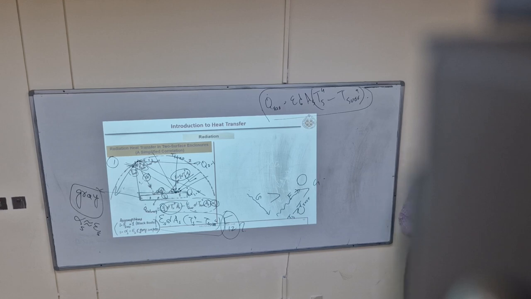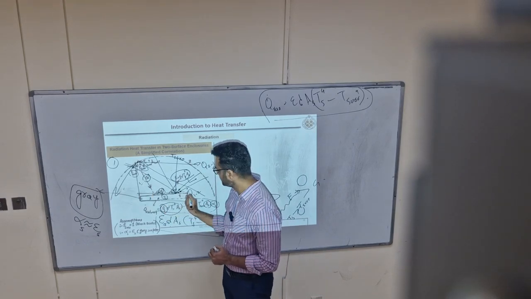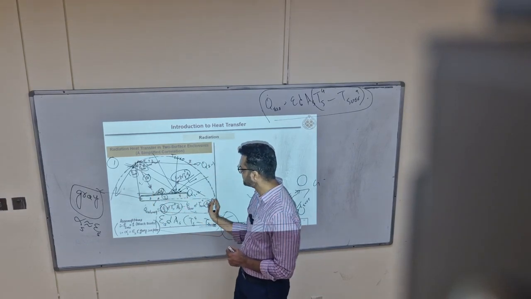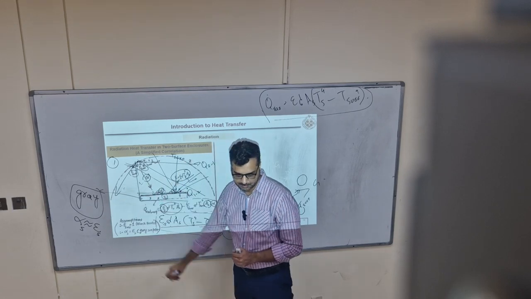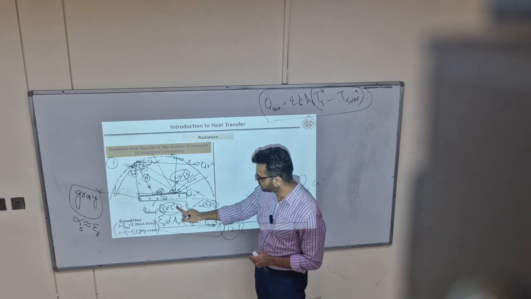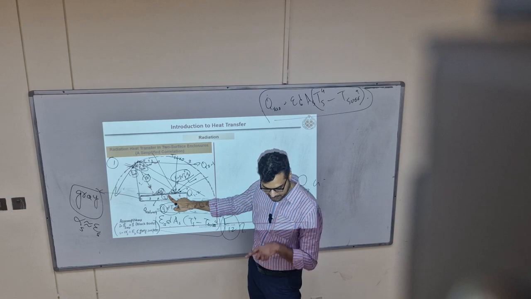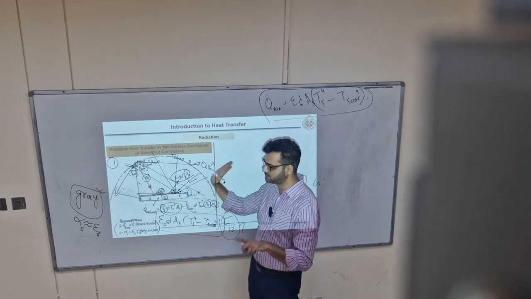Yeah. This is the surface area, only the top one we are talking about, for body number 1. The surface area of body number 2 we didn't take into account. So in this equation we are only saying that whatever radiation is leaving this surface from area A1 will reach A2.